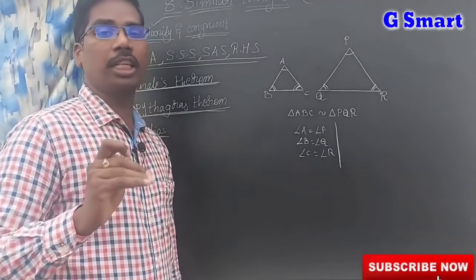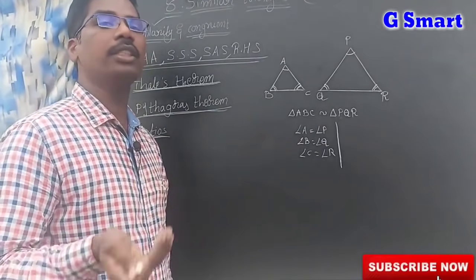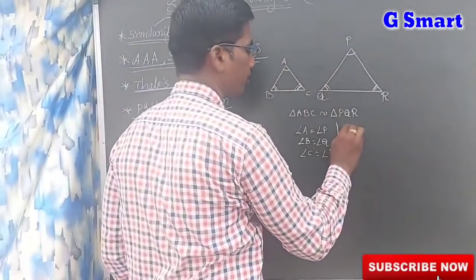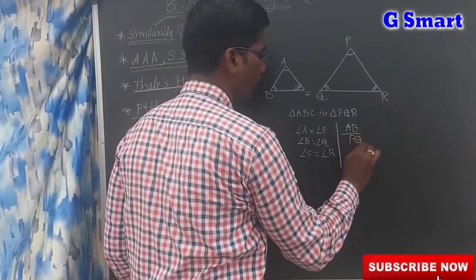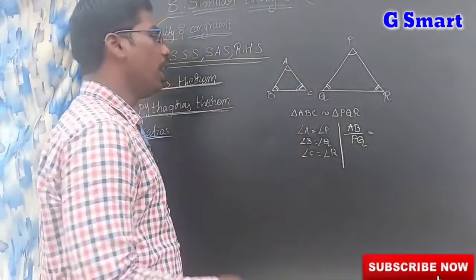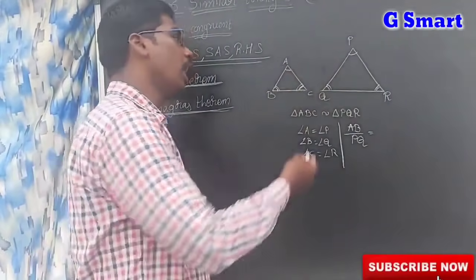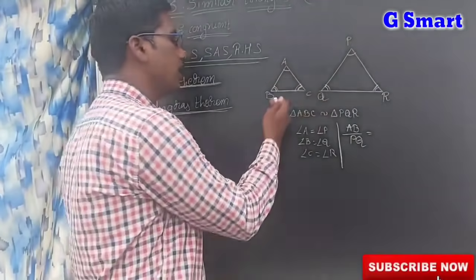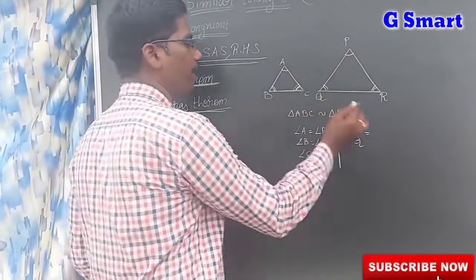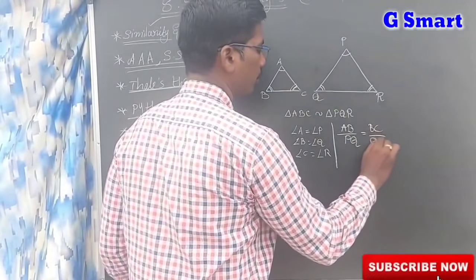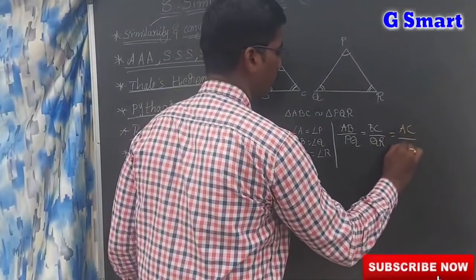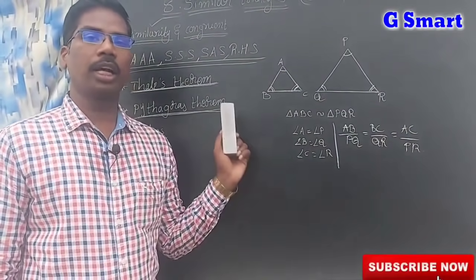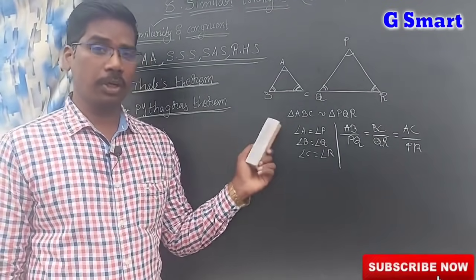If 2 triangles are similar, then the corresponding sides are in the same ratio, or in proportion. Meaning, AB by PQ. If I find AB by PQ to be 1 by 3, then BC by QR is also 1 by 3, and AC by PR is also 1 by 3. If AB by PQ is 1 by 5, then this is also 1 by 5, and this is also 1 by 5. So these are the most important points in similar triangles. If 2 triangles are similar, then the corresponding sides are in proportion and the corresponding angles are equal.